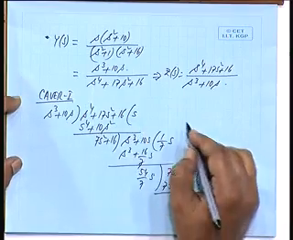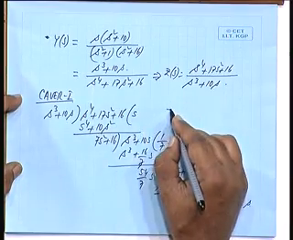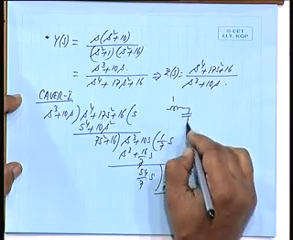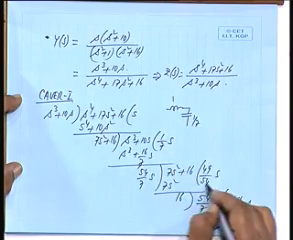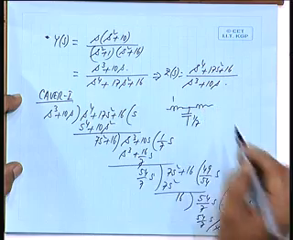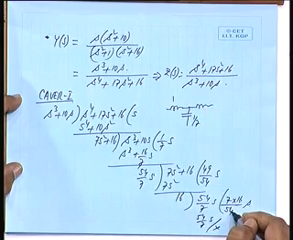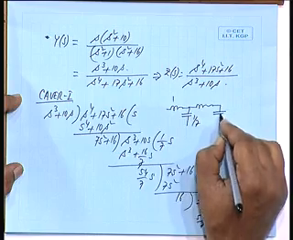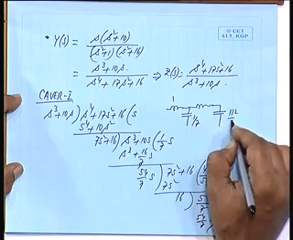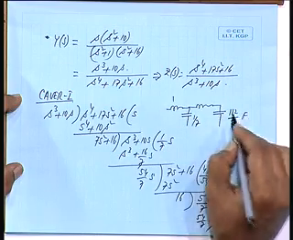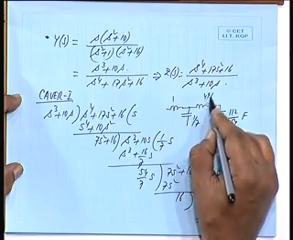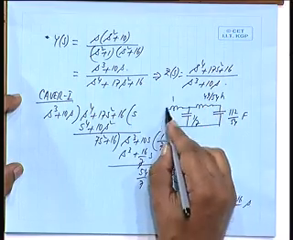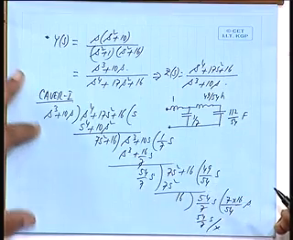So, you get 1 Henry inductor, 1 by 7 farad capacitor, 49 by 54 Henry inductor, and 7 into 16 by 54. So, 112 by 54 farad capacitor, 49 by 54 Henry inductor. So, this will be the realization. Okay.